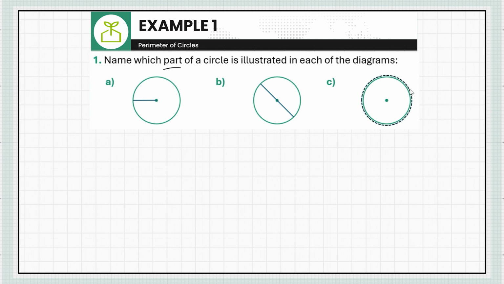Now this first one here shows a line going from the edge of the circle towards the center, and what this is called is the radius. Okay, another concept we need to know is 2 times the radius, or from the edge to the center twice, is going to be the diameter. And finally, all the way around the outside, the entire perimeter of a circle is called its circumference.